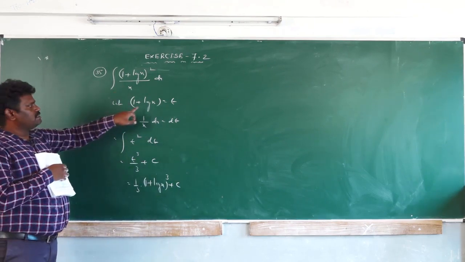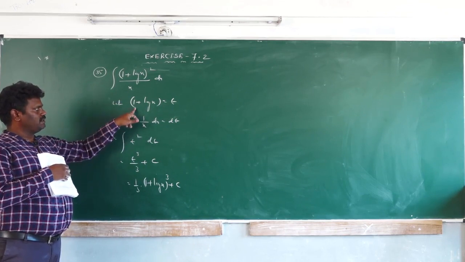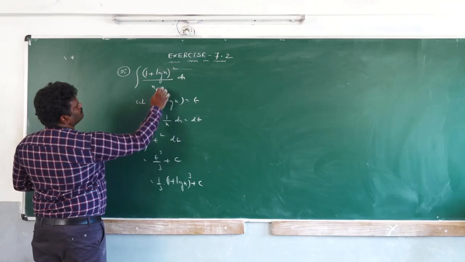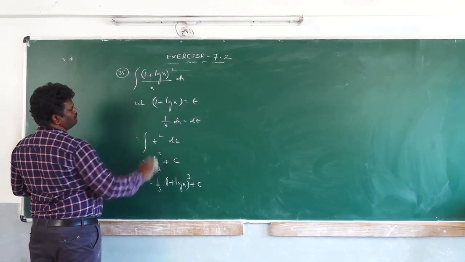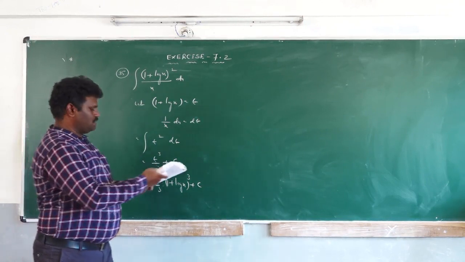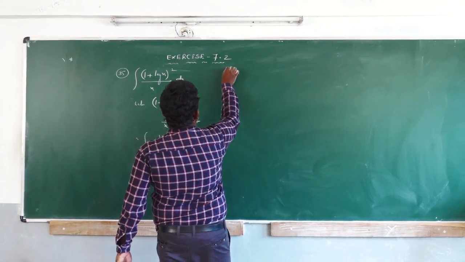So 1 plus log x is equal to t; the derivative of 1 is 0, so 1 by x dx is equal to dt. Then 1 by x dx is equal to dt, and this value 1 plus log x is t square, so we get t cube by 3. Next, 36, question number 36.